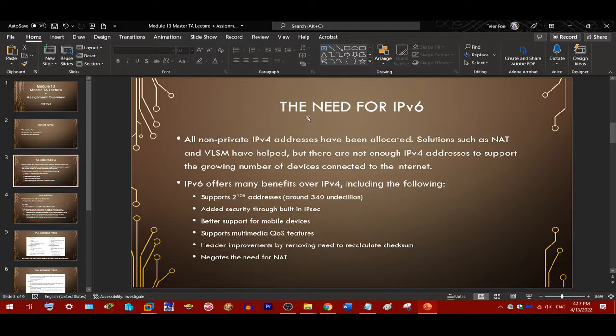So before we begin the processes and address types, let's discuss the need for IPv6. All non-private IPv4 addresses have been allocated. In other words, all the public ones. Solutions such as NAT and VLSM or CIDR have helped, but there are not enough IPv4 addresses to support the growing number of devices connected to the internet.